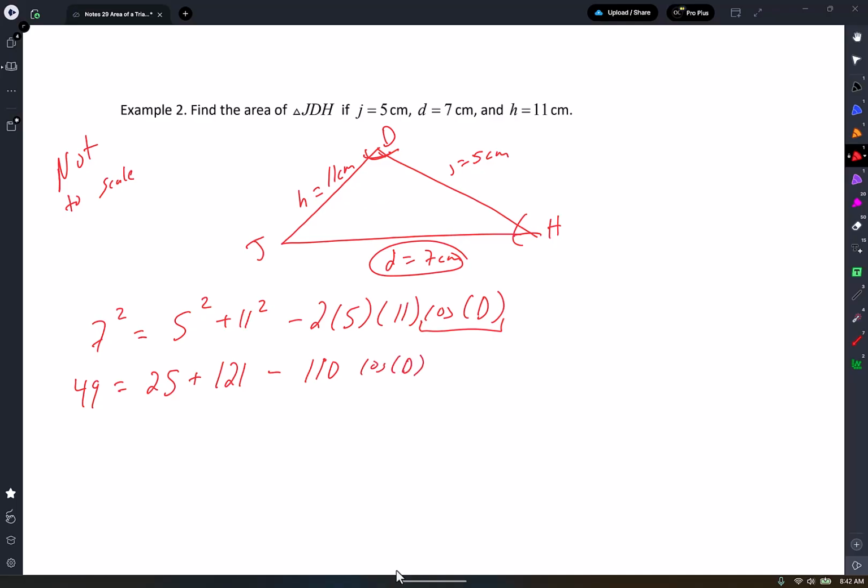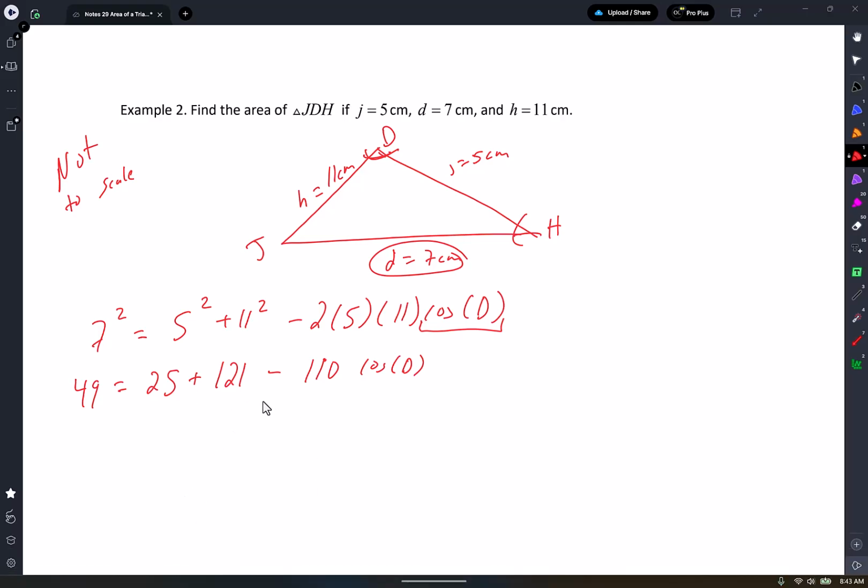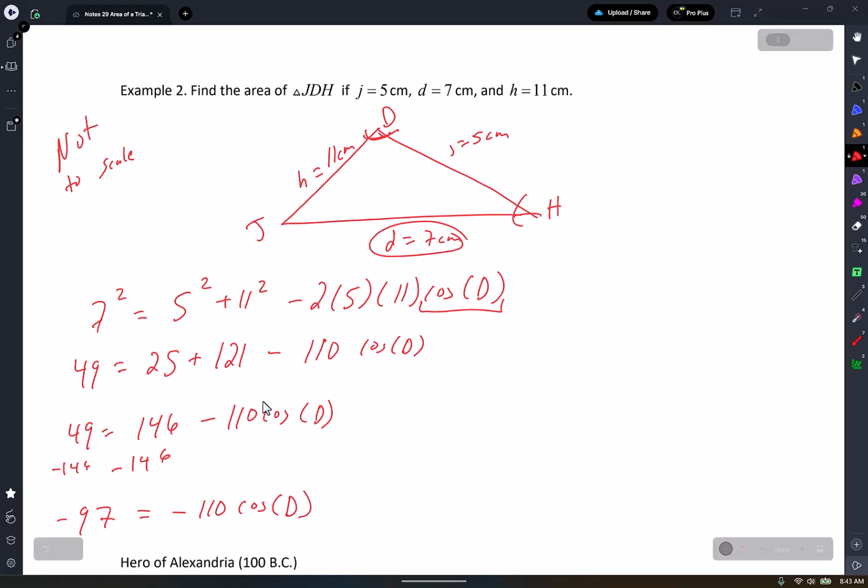Are we still okay? All right, here we go. 121 plus 25. 21, 31, 41. Yeah. 49 equals 146 minus 110 cosine of D. Are we still okay, guys? Okay. I'm going to move the 146 to the left. Minus 146, minus 146. So 49 minus 146. Negative 97 equals negative 110 cosine of D. So catch up to here.